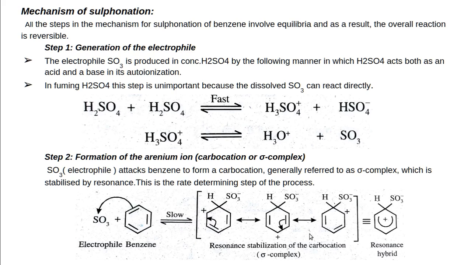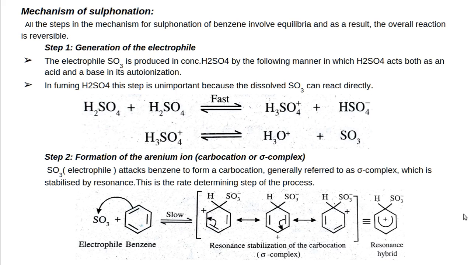So there is resonance stabilization again, resonance stabilization of the formed carbocation. This is also known as sigma complex because there is a formation of a sigma bond between carbon and SO3 minus. So this is the resonance hybrid of the resonance structures. So the second step involves the formation of the sigma complex or arenium ion or carbocation.